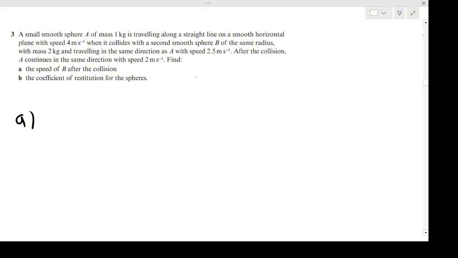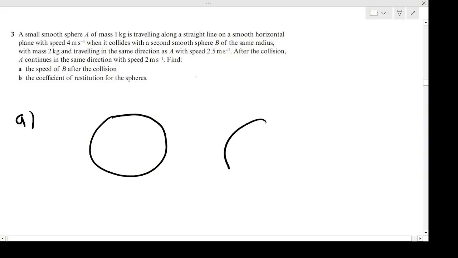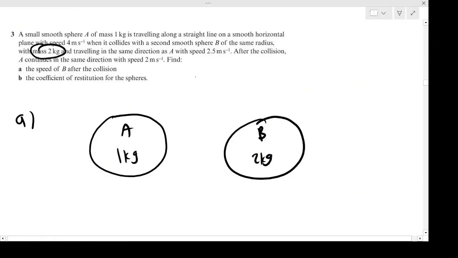Now, again, we've got these two spheres, A and B. So I'm going to draw them like this. Okay, so we have A and B. And for A, the mass is 1, so it's going to be 1 kg. And then for B, the mass is 2, so it's going to be 2 kg for B. Hopefully happy with that. Now we need to add our speeds.